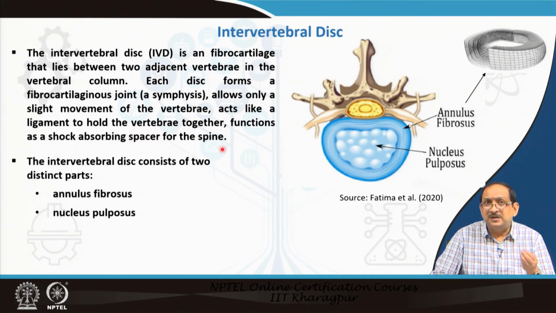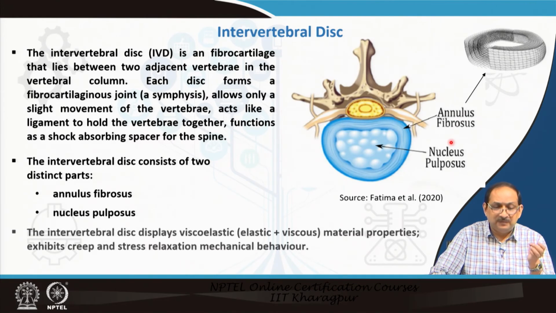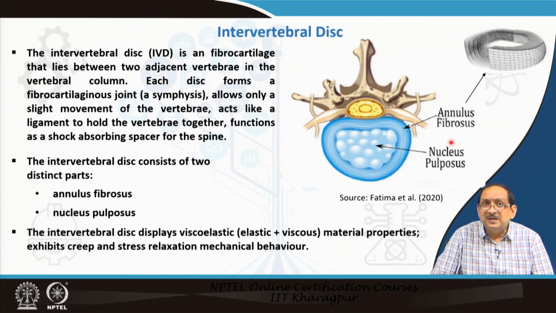The intervertebral disc consists of 2 distinct parts, the annulus fibrosus as shown in the figure and a nucleus pulposus. The nucleus pulposus is enclosed within the annulus fibrosus. The intervertebral disc displays viscoelastic material behavior. In particular, it exhibits creep and stress relaxation mechanical behavior.